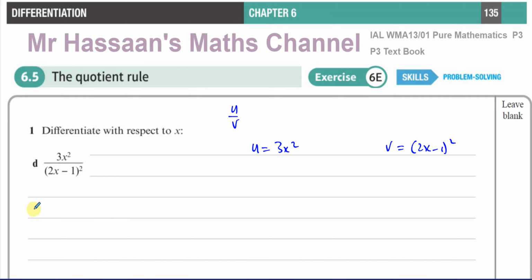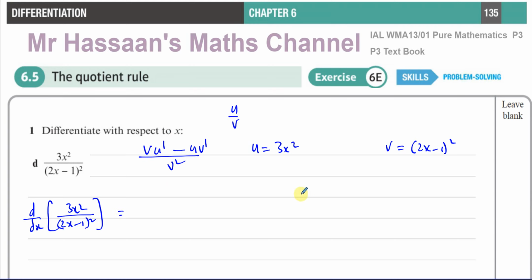Now, when you want to differentiate something using the quotient rule, so we're going to differentiate this with respect to x, we use the formula, basically (v u dash minus u v dash) over v squared. That's how you differentiate. That's how you're going to find the differential.